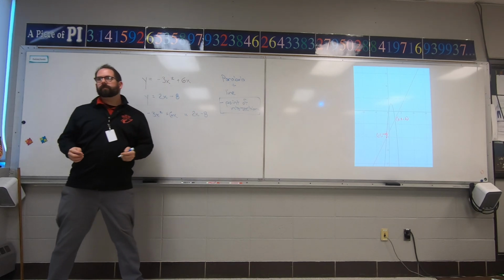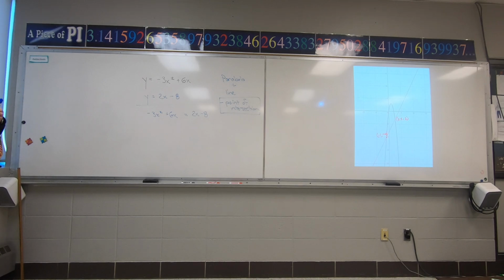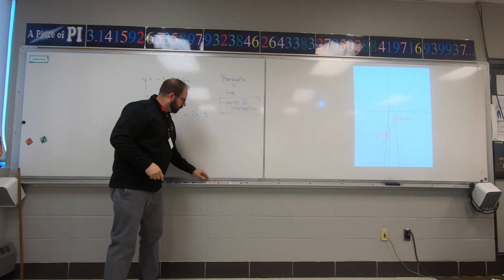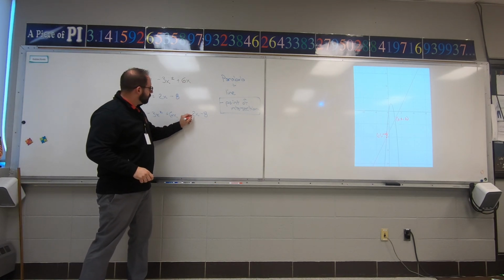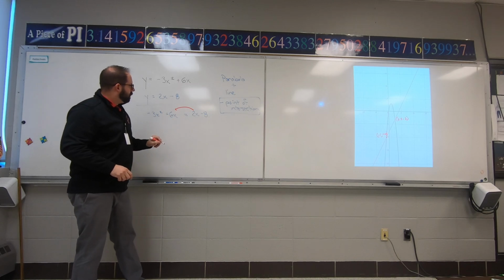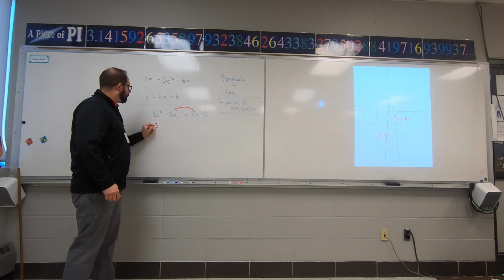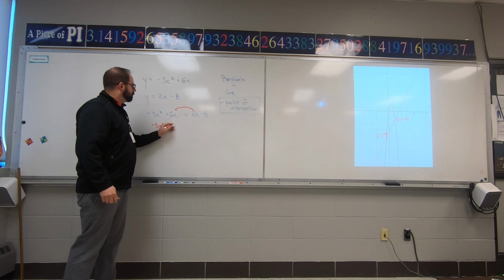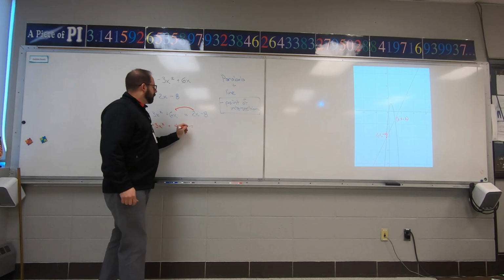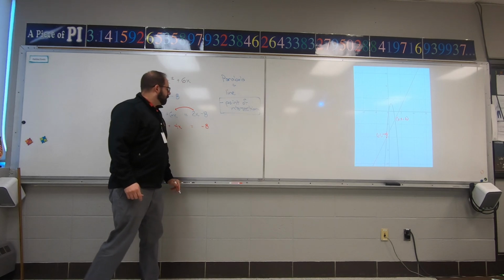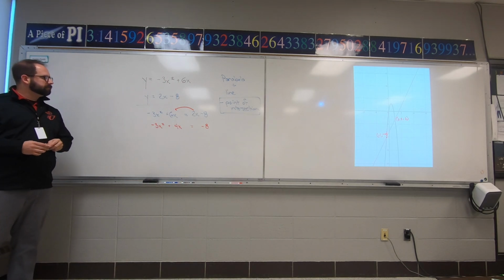Set them equal. We're going to complete the square, so that means I need to move all the variables to the left, numbers to the right. So I need to move the 2x over. What happens when I bring the 2x across? Subtract, right? It's got to subtract over. So this is going to be a negative 3x squared plus, what is that, 4x? Okay, we have a negative 8 over there.